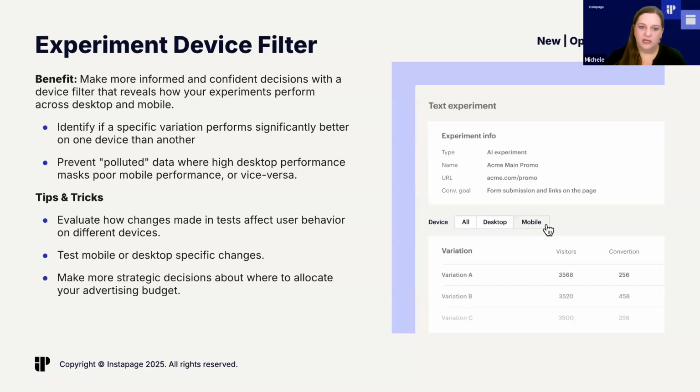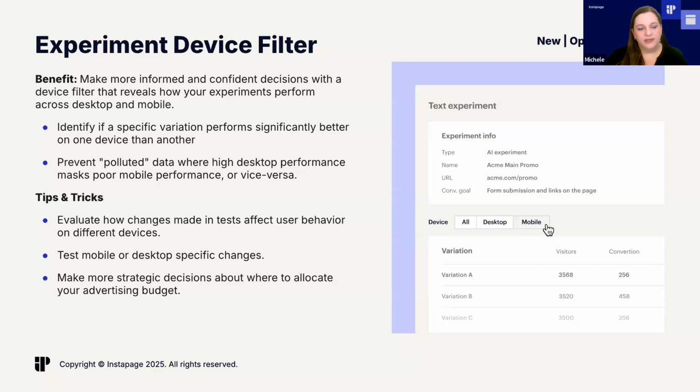Inversely, if you want to see how you're performing on desktop, maybe you're B2B and you have more desktop traffic, you can see how it's performing there. And that way you can tailor your testing for different behaviors based on different devices. And this really helps you dive into that so you can test those specific changes.